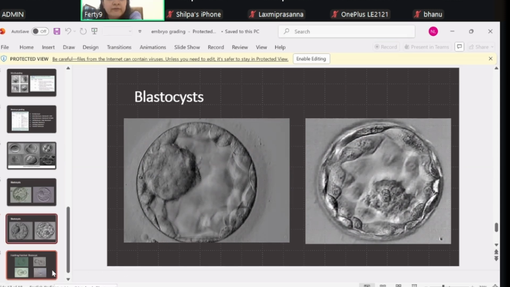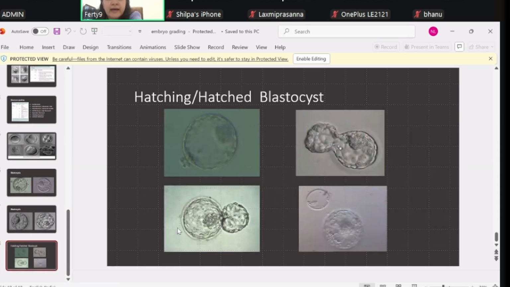Then if we leave the 4AA for some more time, then you will happen to see this. This is called the dumbbell shape, or the blastocyst is hatching. It is in the hatching form. This one, everything is in the hatching form. The last picture was entirely hatched out. The entire blastocyst hatched out of the zona pellucida, ZP.